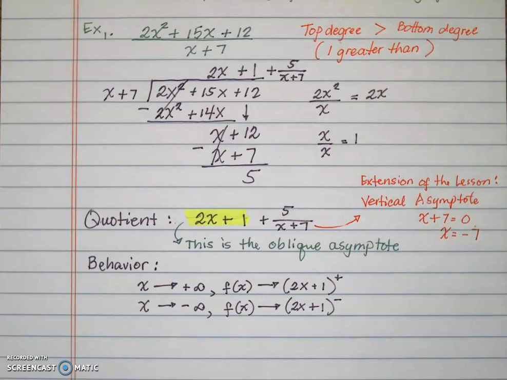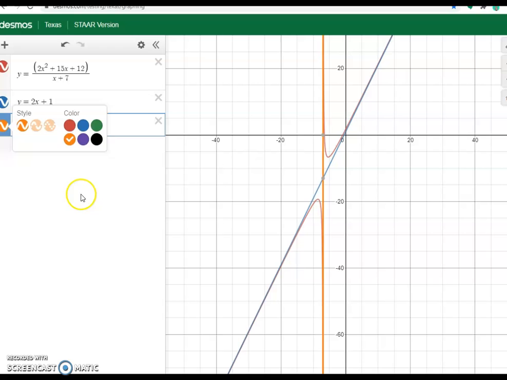Let us extend the lesson and find the vertical asymptote. Get the denominator of your function and set it equal to 0. So your x is equal to negative 7, and that is your vertical asymptote. Let's plug it in on Desmos. All right, so this is your vertical asymptote, which is at x equals negative 7.